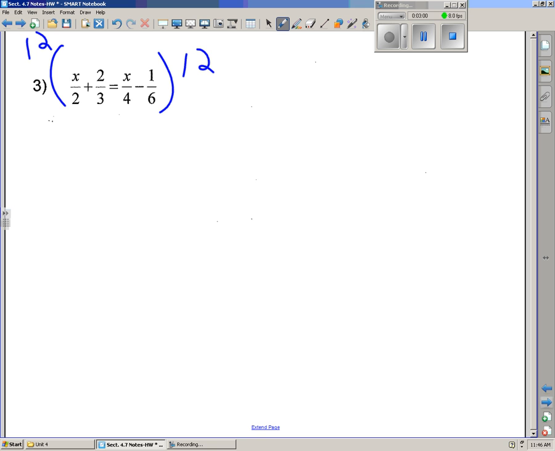And then you do math again. 12 divided by 2 is 6 times x, 6x. Plus 12 divided by 3 is 4 times 2 is 8. Equal to 12 divided by 4 is 3 times x is 3x. Minus 12 divided by 6 is 2 times 1 is 2.